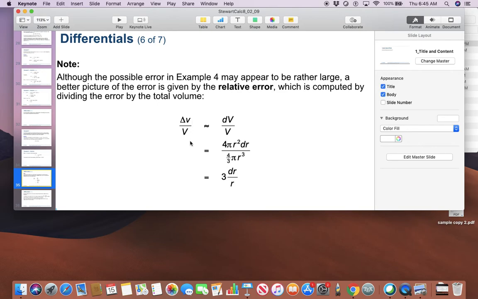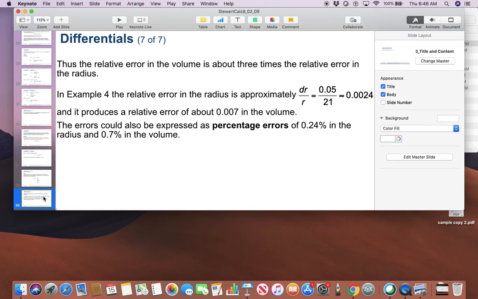Relative error is this quotient, delta V over V. Delta V is approximated by dV, so dV over V. So once you simplify all this, you get this, and now evaluate it. So that's a very small amount. So it's basically 0.24 percent in radius and 0.7 percent in the volume. So it's a very small error you're looking at.